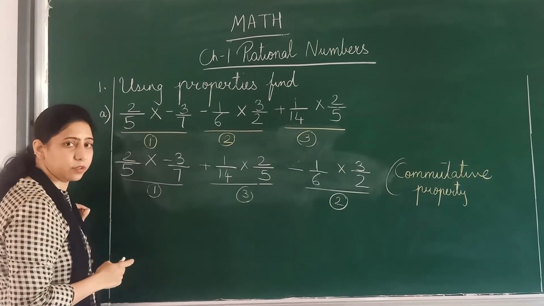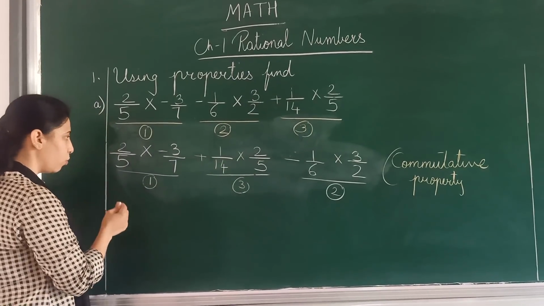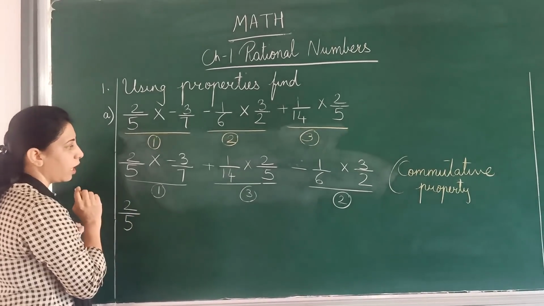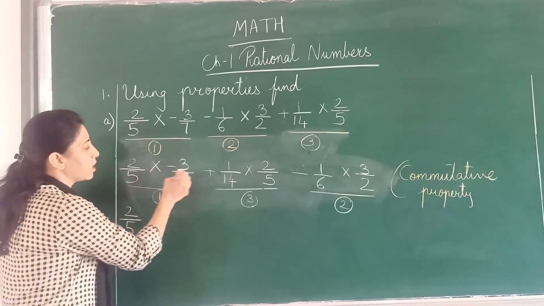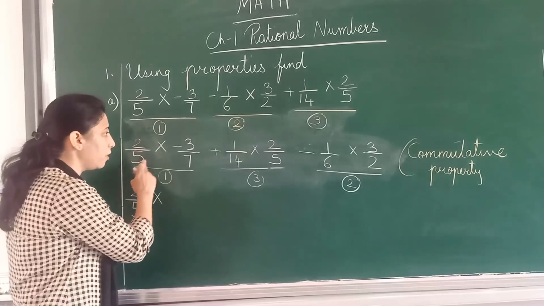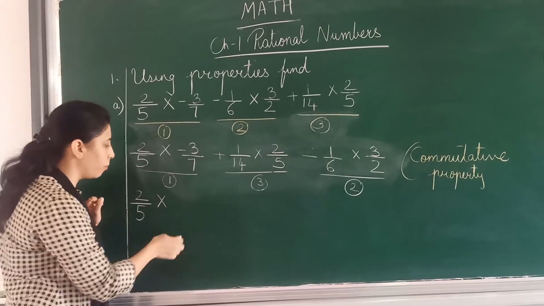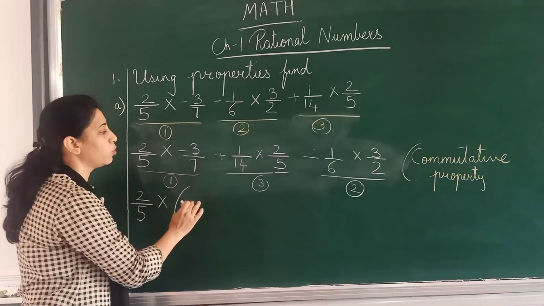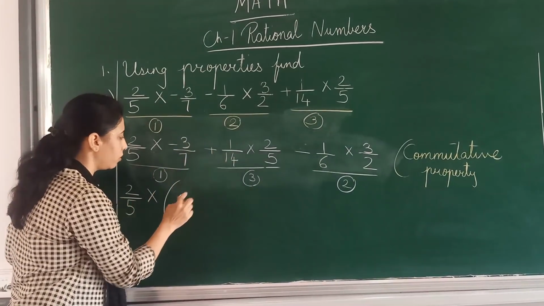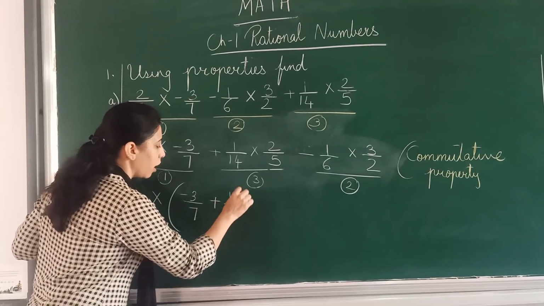Now, in the first and third sum, 2 upon 5 and 2 upon 5 is repeated. So what am I going to do? 2 upon 5 I am going to take as common. And what else is repeated? Even the multiplication sign is repeated, so that also I am going to take as common. The rest of the thing I am going to put in the bracket. So what is remaining now? Minus 3 upon 7 plus 1 upon 14. I am going to put it in the bracket.